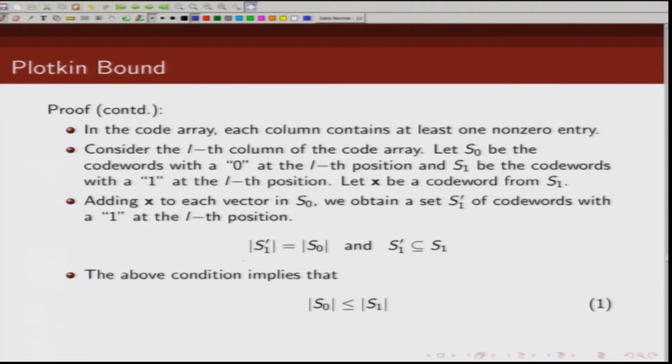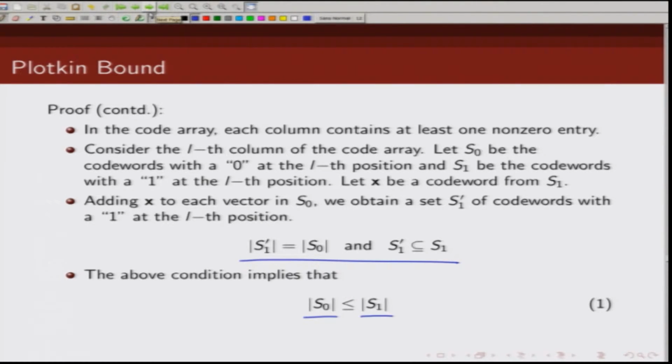Now, from this condition we can conclude that the number of code words which have 0 at the ith location must be less than or equal to the number of code words which have 1 at the ith location.